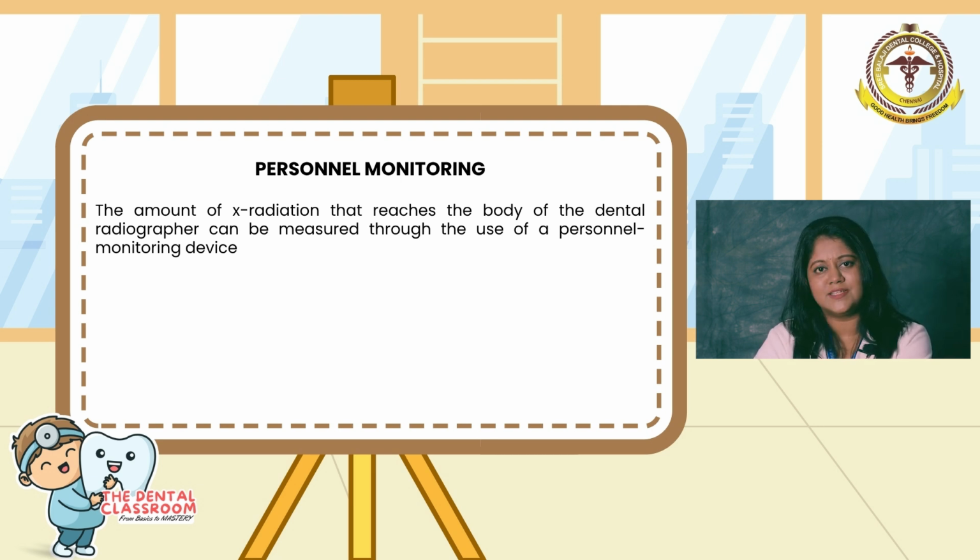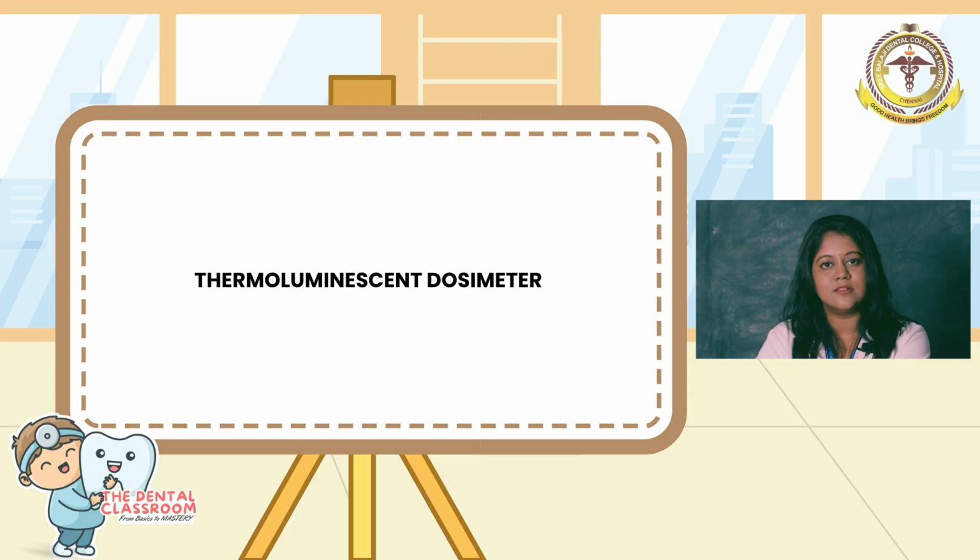Moving on to personal monitoring, a very important part. The amount of X radiation that reaches the body of a dental radiographer can be measured through the use of a personal monitoring device. Commonly used are TLD badges. So, what is a TLD badge? It is nothing but a thermoluminescent dosimeter.